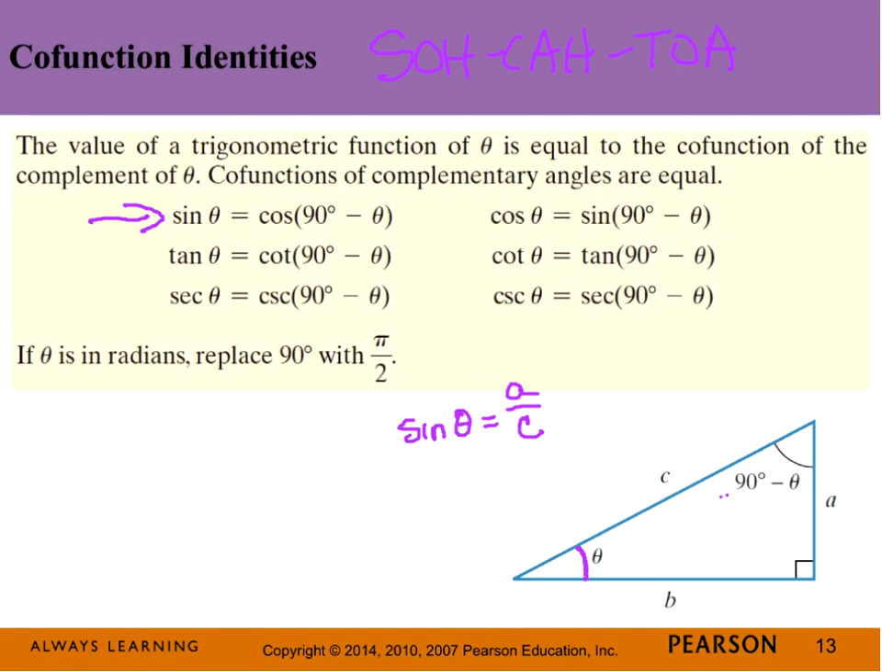And let me get a different color here for 90 minus theta. Okay, so we have 90 minus theta here. And the cosine of 90 minus theta, well, cosine is adjacent over hypotenuse. So we end up getting A over C as well.